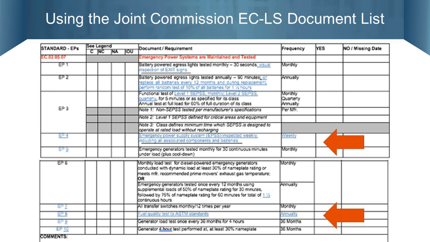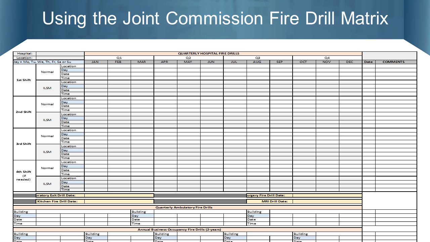I should point out one other thing on this. If we look up to the first line, EP1, it says battery-powered egress lights tested monthly. They've added visual inspection of exit signs monthly also. So even though that exit sign is not a battery exit sign, it's requiring your exit signs to be inspected. That's been in the code for quite some time, but no one has ever required documentation on that until now. And last, we want to look at the fire drill matrix that Joint Commission came out with the middle of last year.